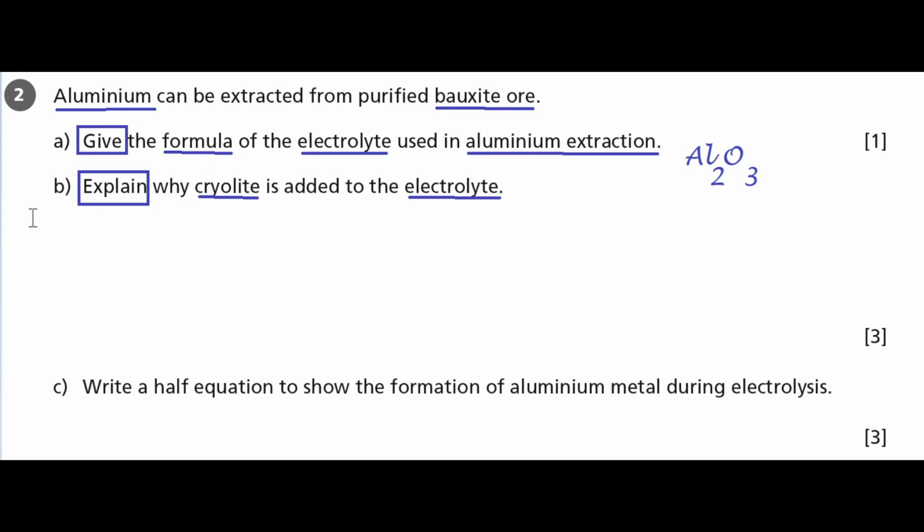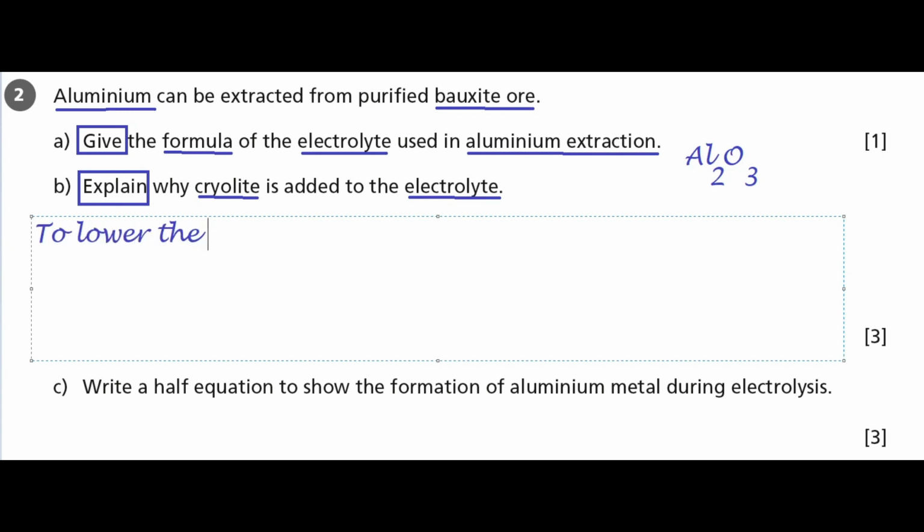Now, we add cryolite to create a mixture to actually dissolve the aluminium oxide. A mixture usually has a lower melting point. So, the first thing I would do is make a note of that. So, it's to lower the melting point. Well, so what if I've lowered the melting point? What does that mean to me? Well, it means I need less energy to melt it.